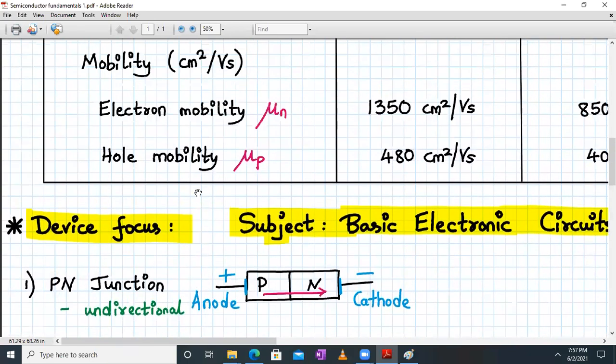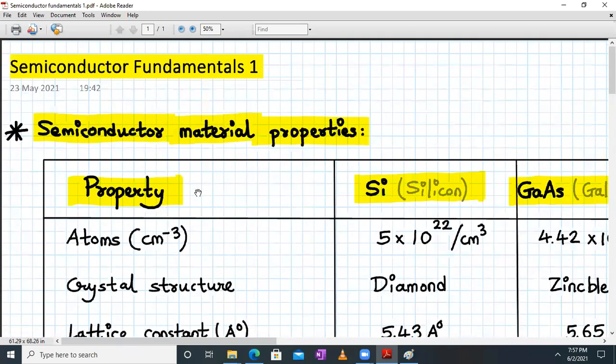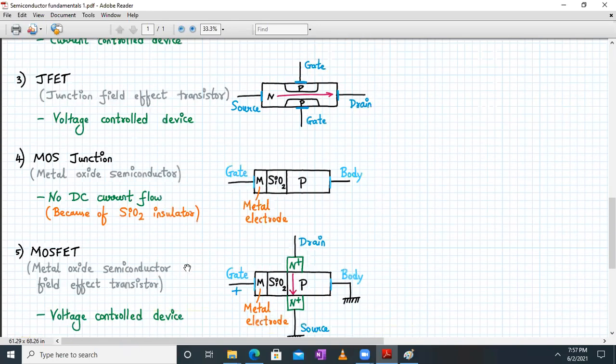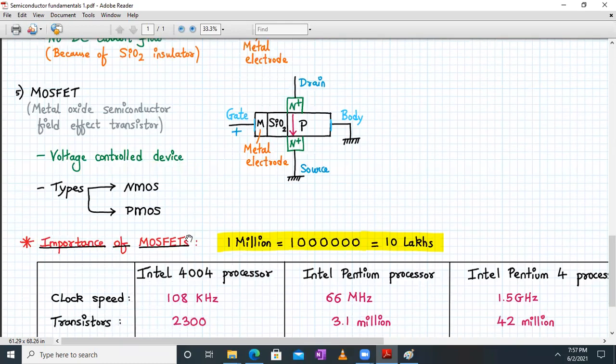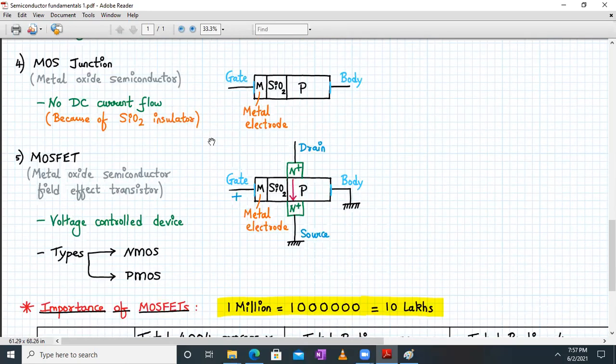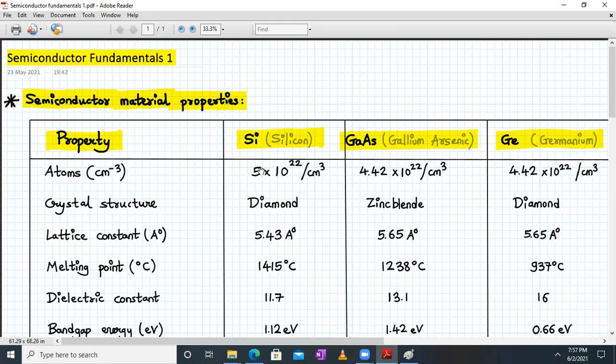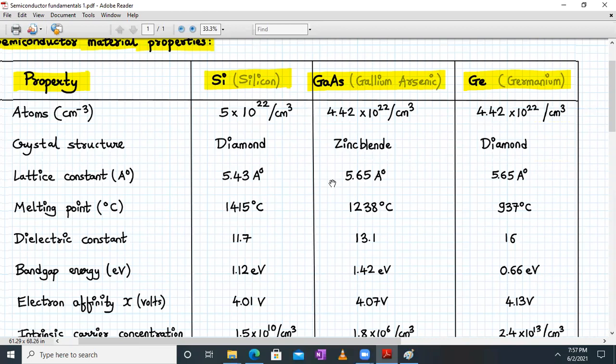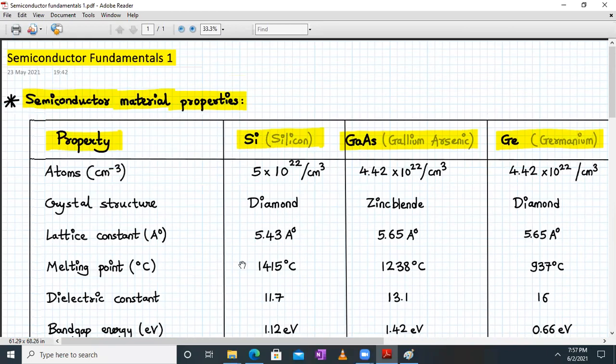That is all for this semiconductor fundamentals one. It was meant to make you aware of what kind of devices you will be studying in this subject, the importance of MOSFET, and a few comparisons of the properties of silicon, gallium arsenide, and germanium as semiconductor materials. That is all for today.